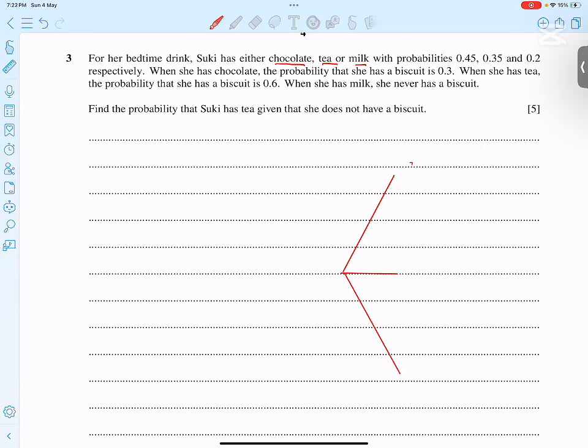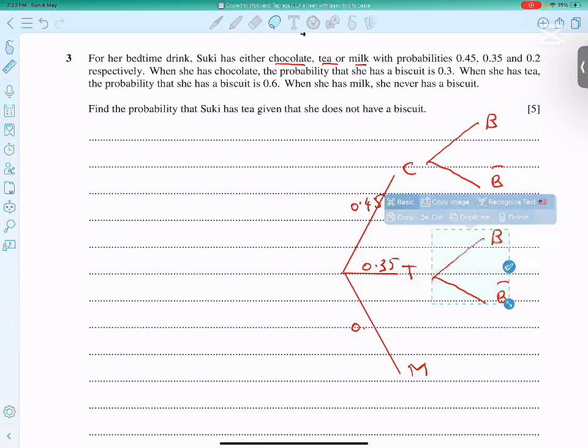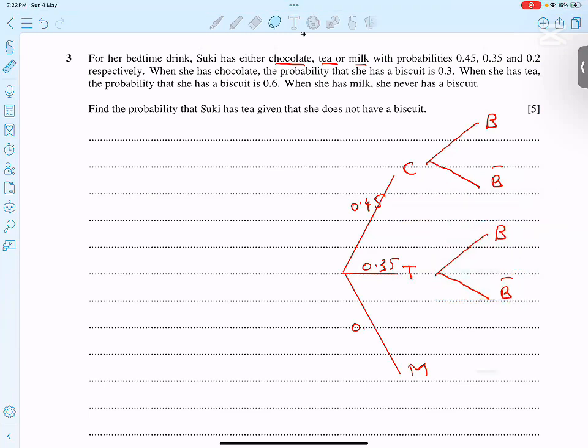So the first probabilities are chocolate, tea, or milk: 0.45, 0.35, and 0.2. When she has a chocolate, what is the probability that she has a biscuit? So for chocolate, what chances are there? Two chances: biscuit is there or biscuit is not there. So copy and paste here, and paste here.